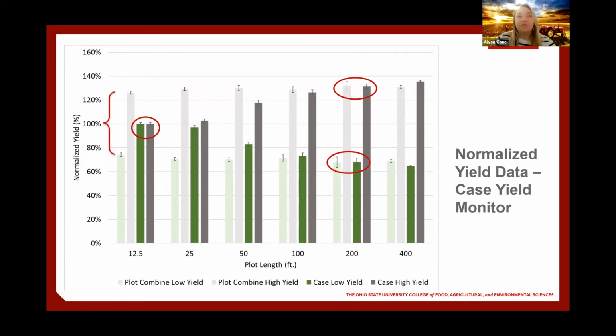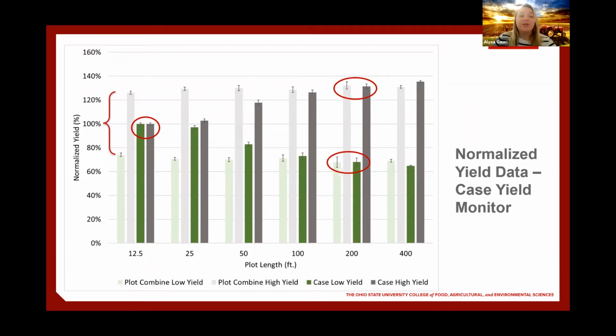It's not until after 100 feet that the data starts to match in terms of recognizing high and low yield zones, and also reporting these estimates similar to what we saw with the plot combine data. And so this was looking just at the Case data.